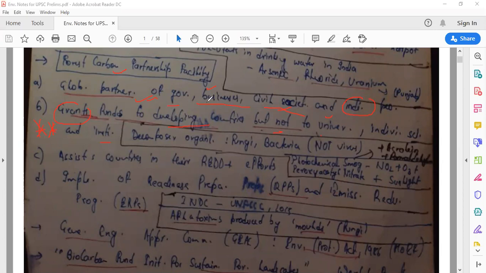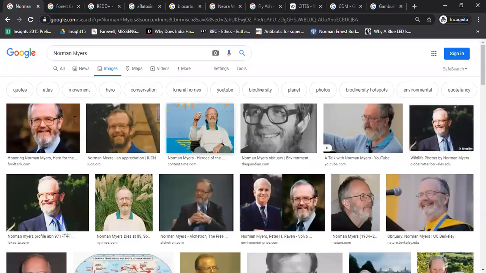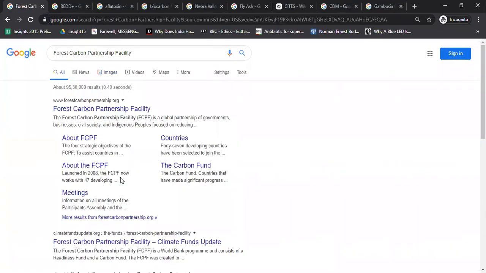Now, this is about the Forest Carbon Partnership Facility. Let me see whether we have any specific picture. Yes, we do. This is the Forest Carbon Partnership Facility, FCPF. It is also a World Bank program. What we have to understand is that the Carbon Partnership Facility is a World Bank program. So this is important from the exam point of view.